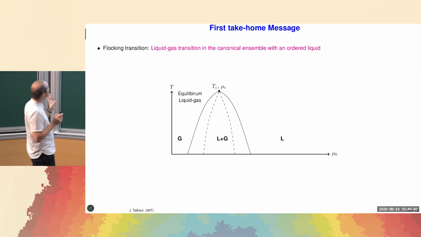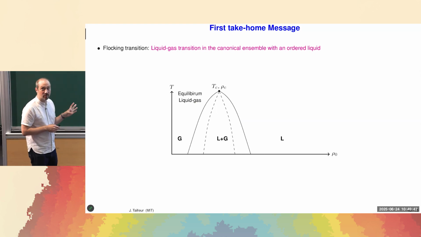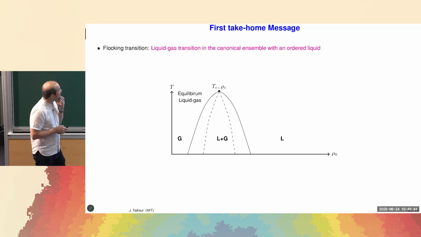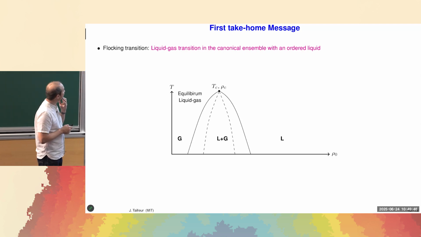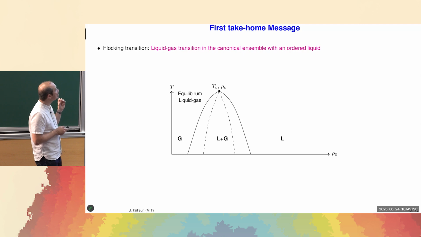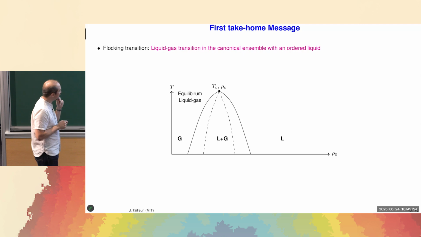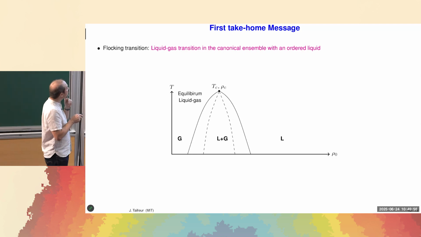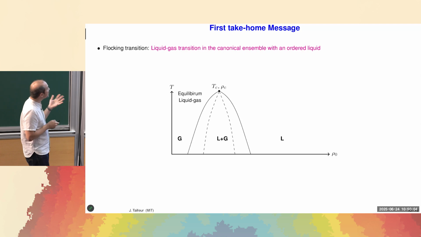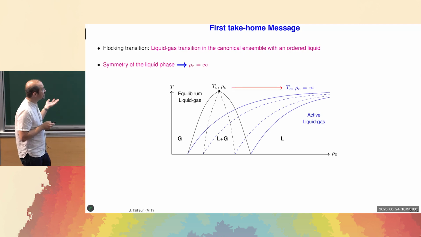The flocking transition is a liquid-gas transition in the canonical ensemble. And it leads to an ordered liquid instead of a disordered liquid. This has big consequences. In equilibrium, you know that this is your phase diagram. And you can continuously go from a disordered gas to an ordered liquid by going around the critical point and going to the supercritical region. Here you can't because the gas and the liquid have different symmetries.